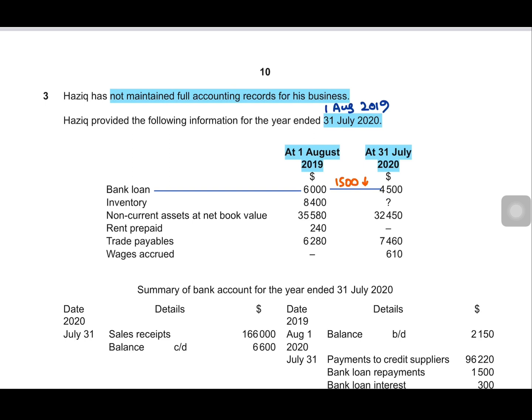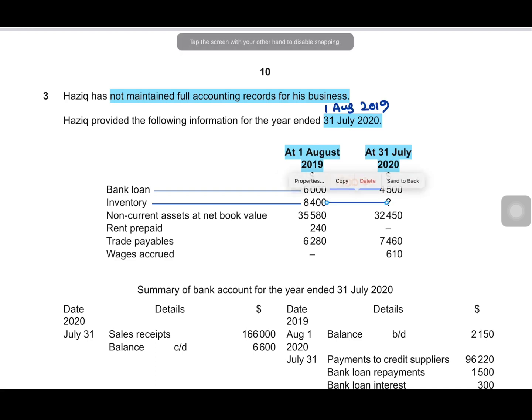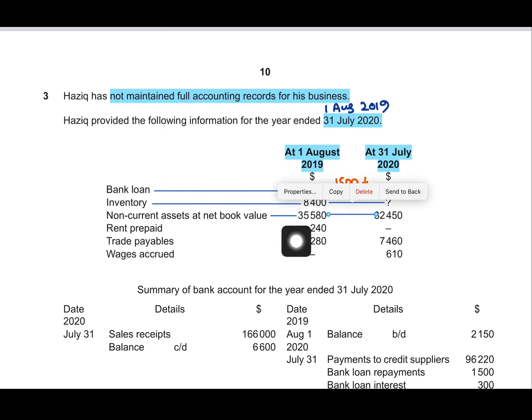It has been repaid. Then we have the inventory balance. We have opening inventory, but there is no closing inventory. So we might be required to find that out using, I don't know, maybe ratios, right? Then we have non-current assets at net book value, right? Then okay, so opening net book value is 35,580, closing is decreased, that is 32,450.